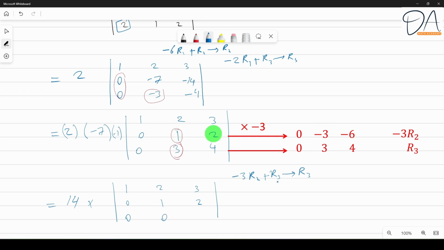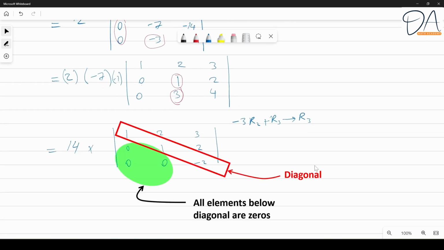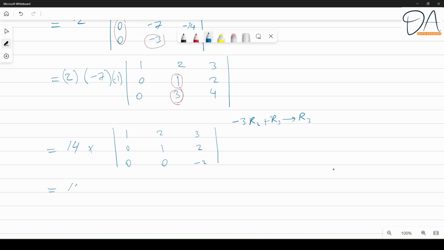Minus 3 times 2 gives us minus 6, plus 4 gives us minus 2. Now this is a triangular matrix. All the elements below the diagonal are 0, so it's easy to evaluate this one. It can be evaluated by multiplying the elements in the diagonal. So you'll have 14 times 1 times minus 2, and this gives us minus 28.